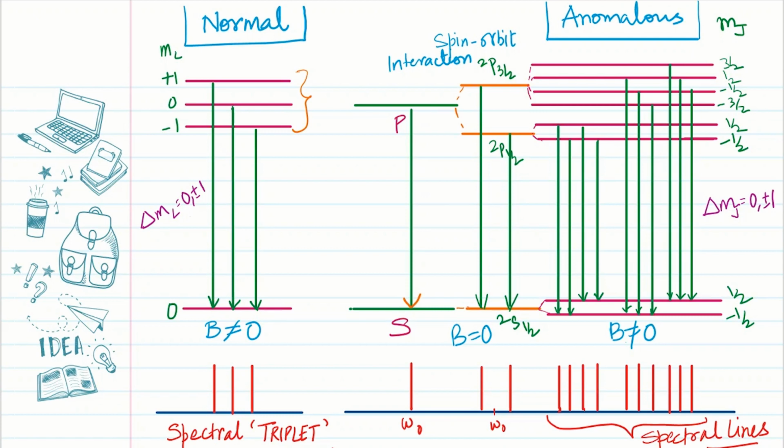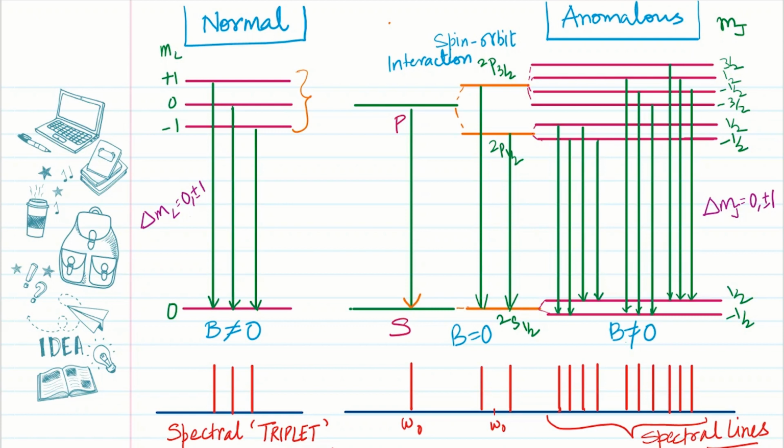Whereas in the anomalous Zeeman effect, because the spin orbit coupling is not broken, first we have to see the spin orbit interaction. For the spin orbit interaction, the P level splits into P 3/2 and P 1/2 levels, and the S remains with a single level. We are doing J is equal to L plus S. For P level L is 1, and S is 1/2. So J becomes 1 minus 1/2 and 1 plus 1/2, that is 1/2 and 3/2. So we have two levels.